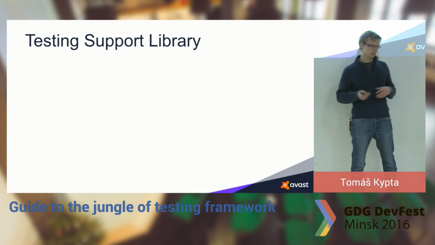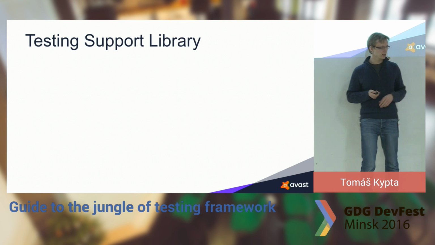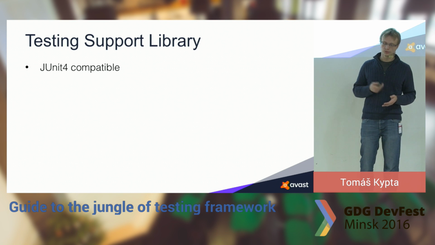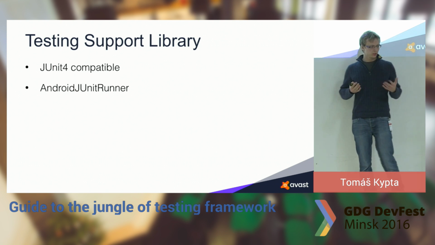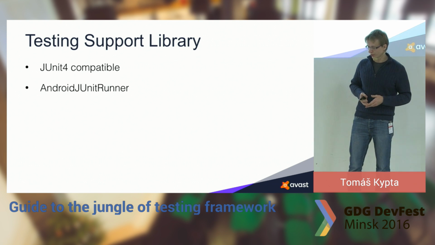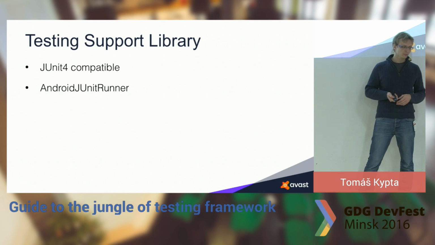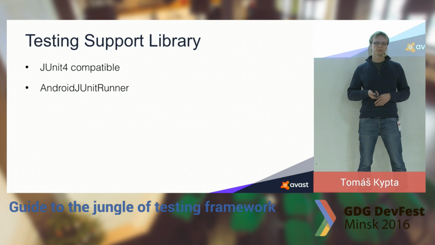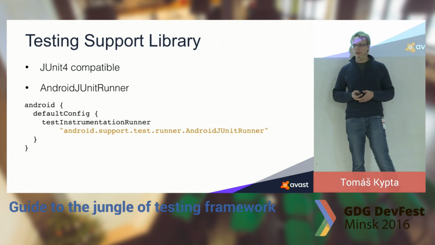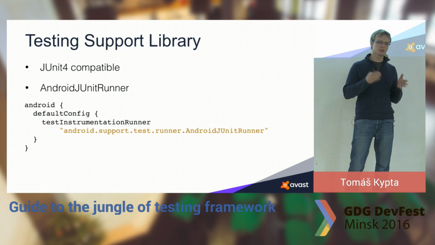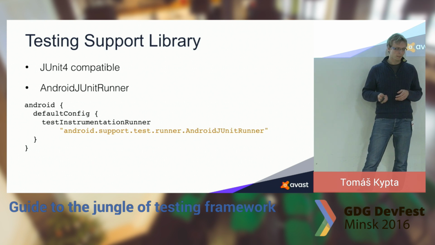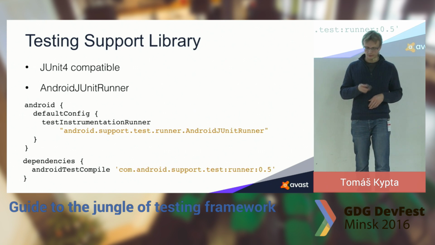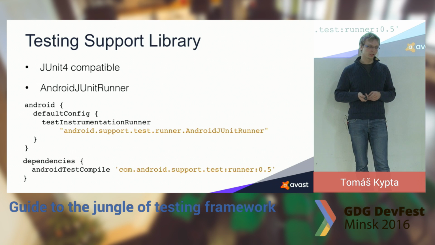So, the testing support library. This initiative is about two years old. It's JUnit 4 compatible, so you get nice annotation-based unit testing. The key part is the Android JUnit runner, which is part of the testing support library. To use it, you have to specify it, but thankfully Android Studio is clever, and when you start a new project, this is already set up. So unless you delete it, you are fine. There's also a necessary dependency, but it's also predefined, so you are okay when you start a new project.